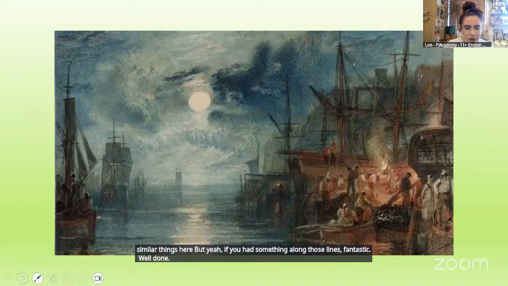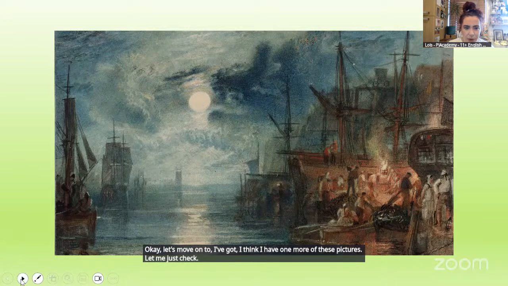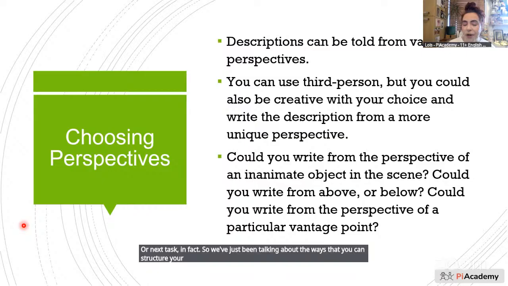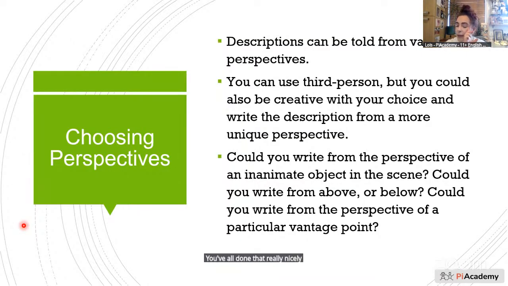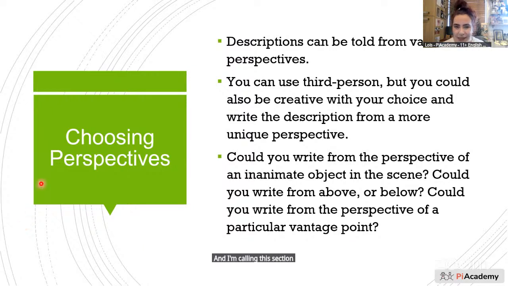Okay, let's move on. I think I have one more of these pictures. Let me just check. We might be going on to our next point. Oh, yes. Apologies. Next task, in fact. So we've just been talking about the ways that you can structure your description to draw the reader in, to immerse them in the image. And you've all done that really nicely in terms of your planning. Now I'm going to give you another interesting way to make your descriptions a little bit more unique, perhaps a little bit more unusual. I'm calling this section Choosing Perspectives.